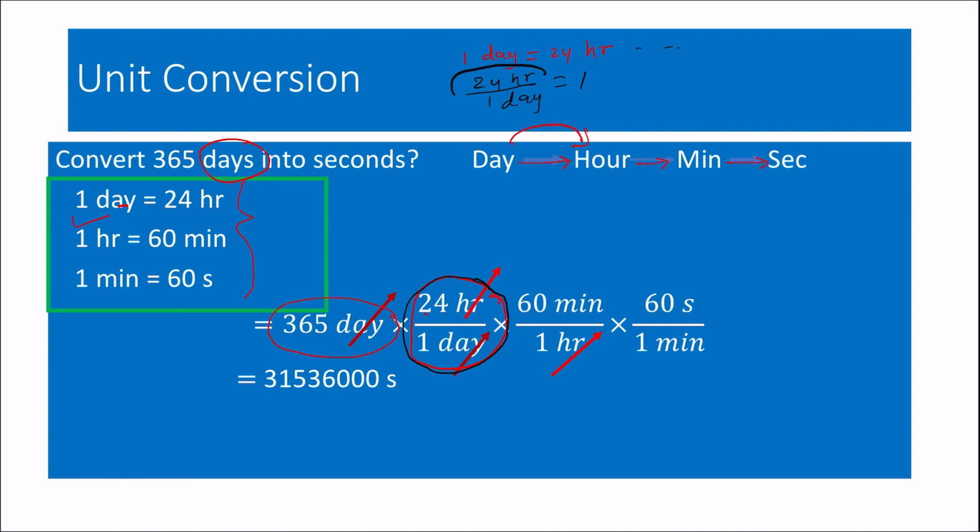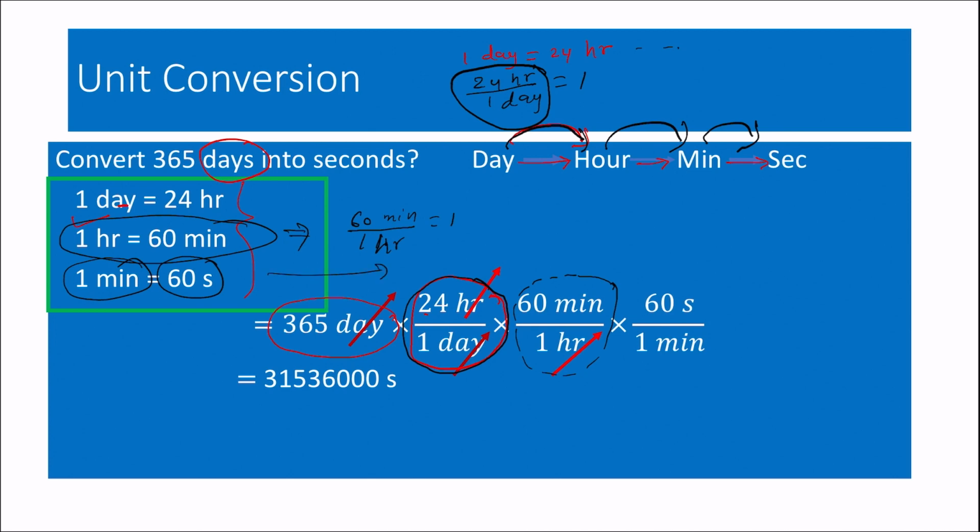So 24 hours divided by 1 day converts days into hours, and then hours into minutes. So the conversion factor hour to minute is this, 60 minutes is equal to 1 hour. So that can be written as 60 minutes divided by 1 hour, which is equal to 1. So this is the conversion factor you use here to convert from hour to minute. And then minute, finally minute to second. So you know the 60 seconds is equal to 1 minute.